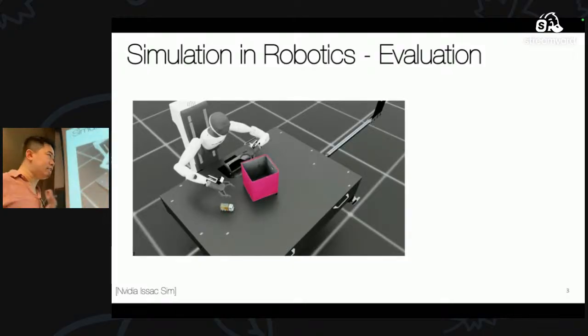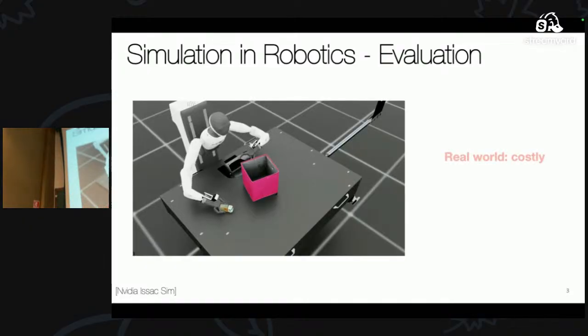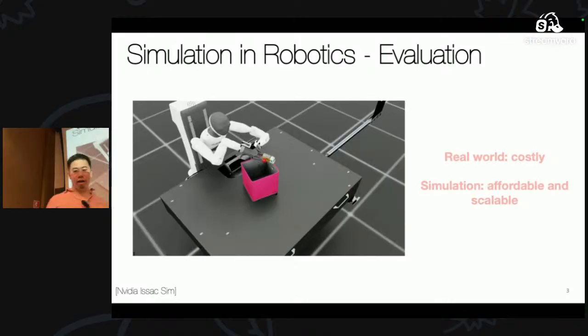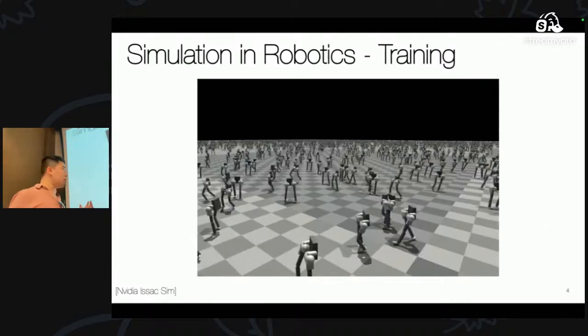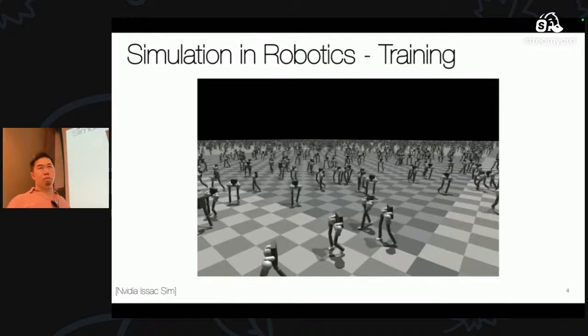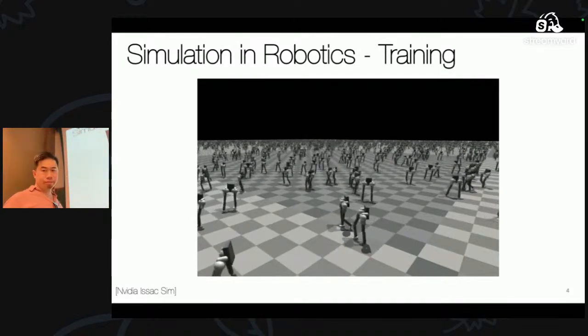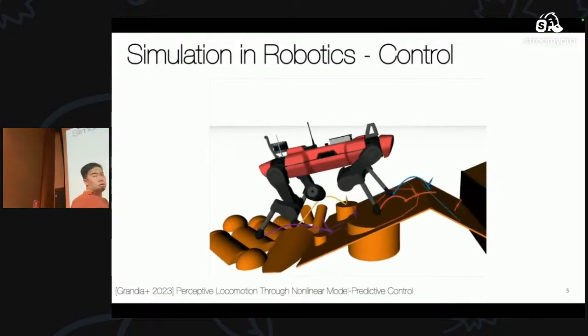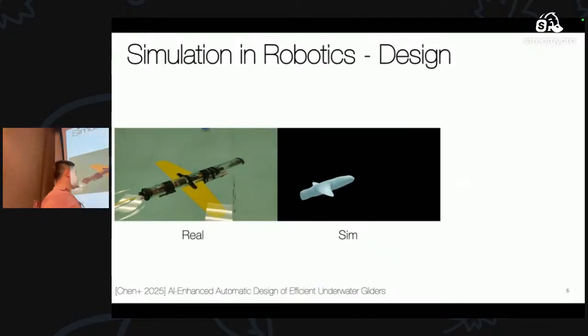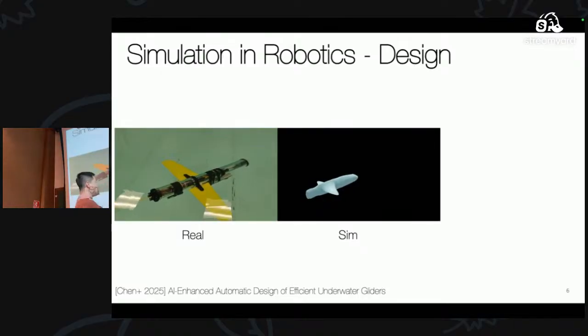So why do we need these simulations or these world models? Obviously you can run these robots in the real world, but they're very costly to operate. Instead, simulation offers an affordable and scalable way of evaluating your robot, or for training your robots directly in these simulations. It's also useful for model-based control, and also useful for design. Here's a real robot. Here's the simulation.